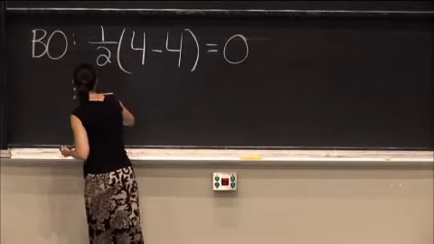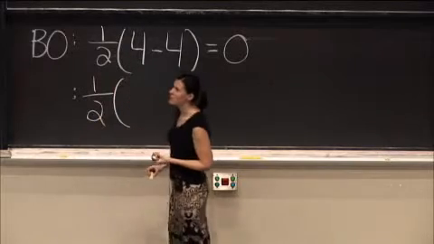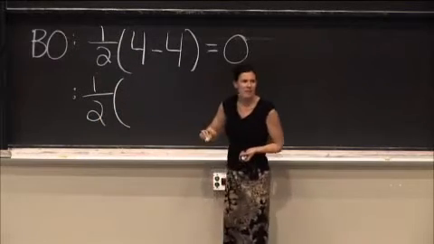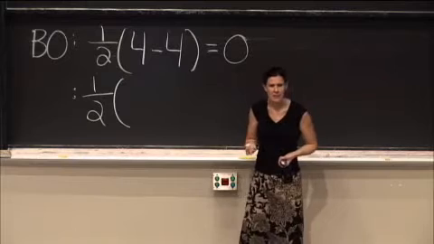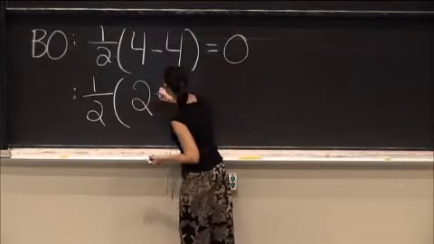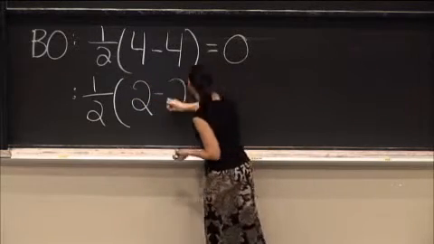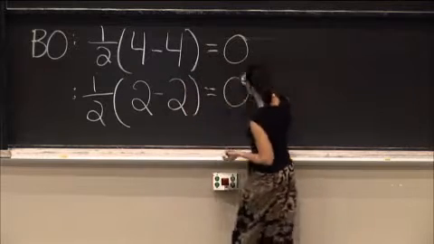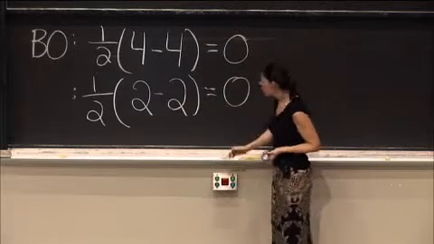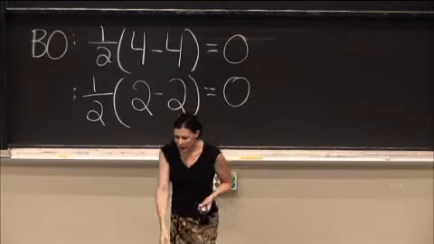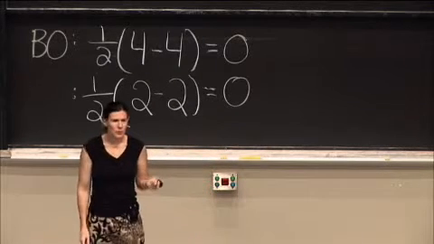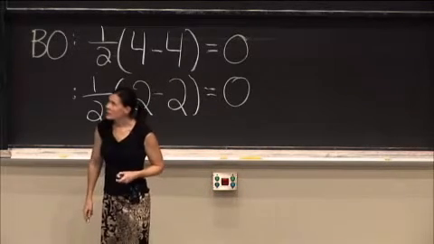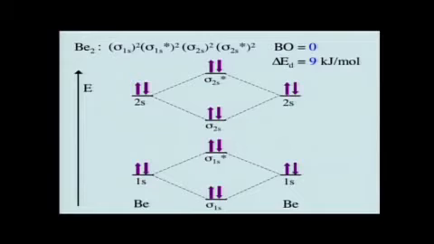So this would mean the bond order is equal to 1/2. And in terms of valence electrons, how many bonding valence electrons do we have? All right, what about anti-bonding? 2, okay, good. So again, we're going to see that we have a bond order of 0. So we would not predict to see a Be2 bond. And again, the bond is very, very weak. Essentially, we're not going to see this. It's 9 kilojoules per mole.